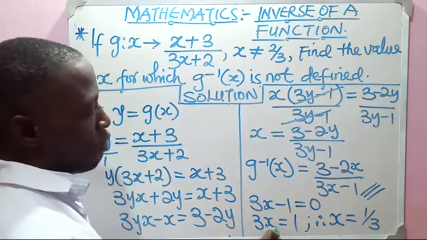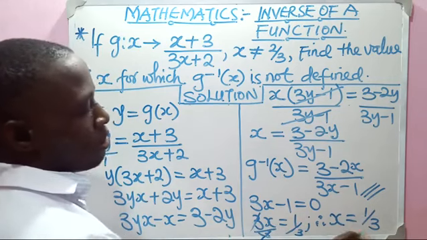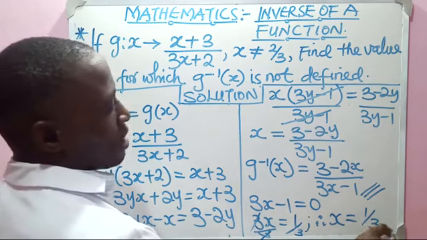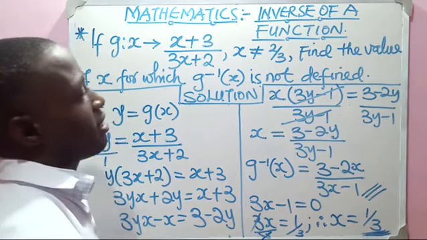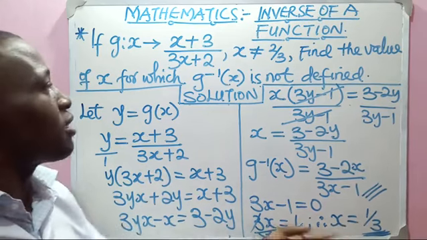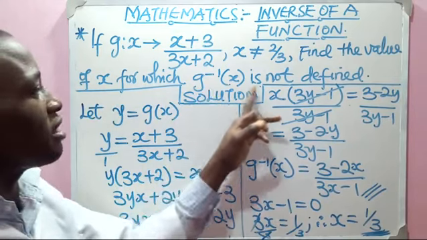That is, if you divide both sides by 3, 3 will cancel 3. What is now remaining? X is equal to what? 1 over 3. Therefore, this is my final answer. Is it clear? This is my final answer. So I've successfully gotten the value of x for which g inverse is not defined.